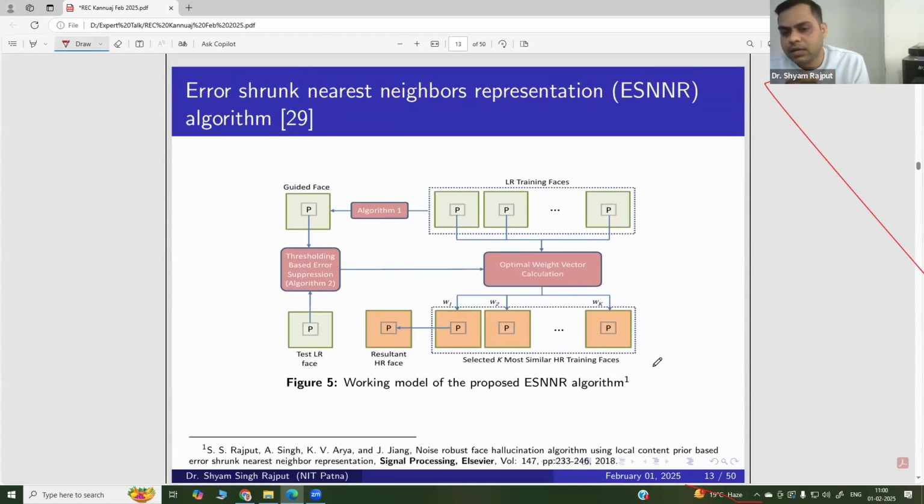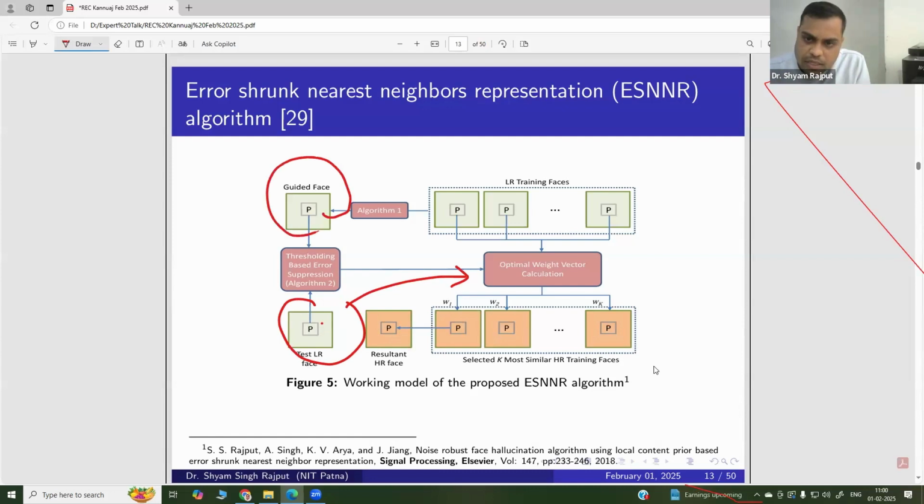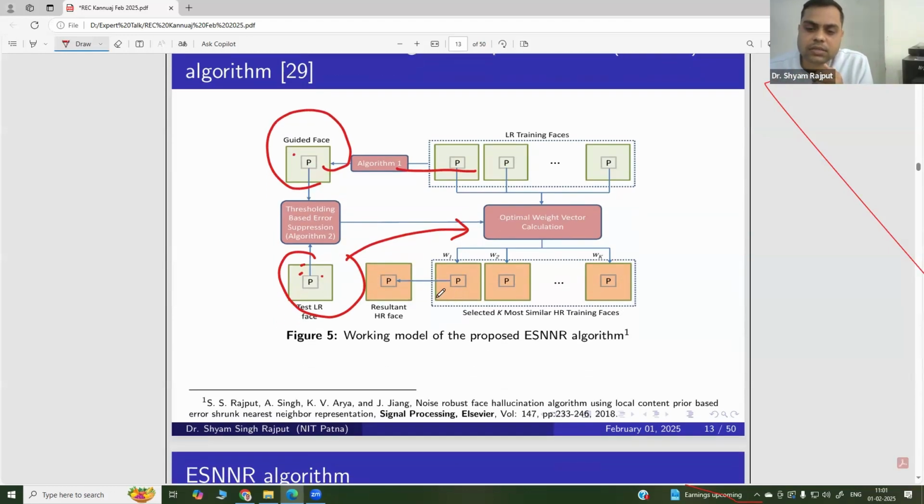And what we did in this paper, instead of using the test image directly in the weight calculation process, we first created one guided phase from the dictionary images, and we compared this guided phase with the test phase. If the difference of the pixel value between the guided phase and the test phase is greater than some threshold, then we detect those pixels as noisy pixels, and we exclude those pixels from the computation. So how does it take place? Let's see this algorithm.